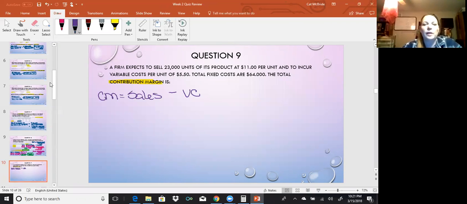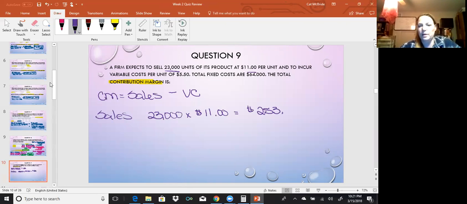So we expect to sell 23,000 units at $11 per unit. So our sales are 23,000 units times $11 a unit, which equals $253,000. That's our sales. Now we have to subtract our variable costs.